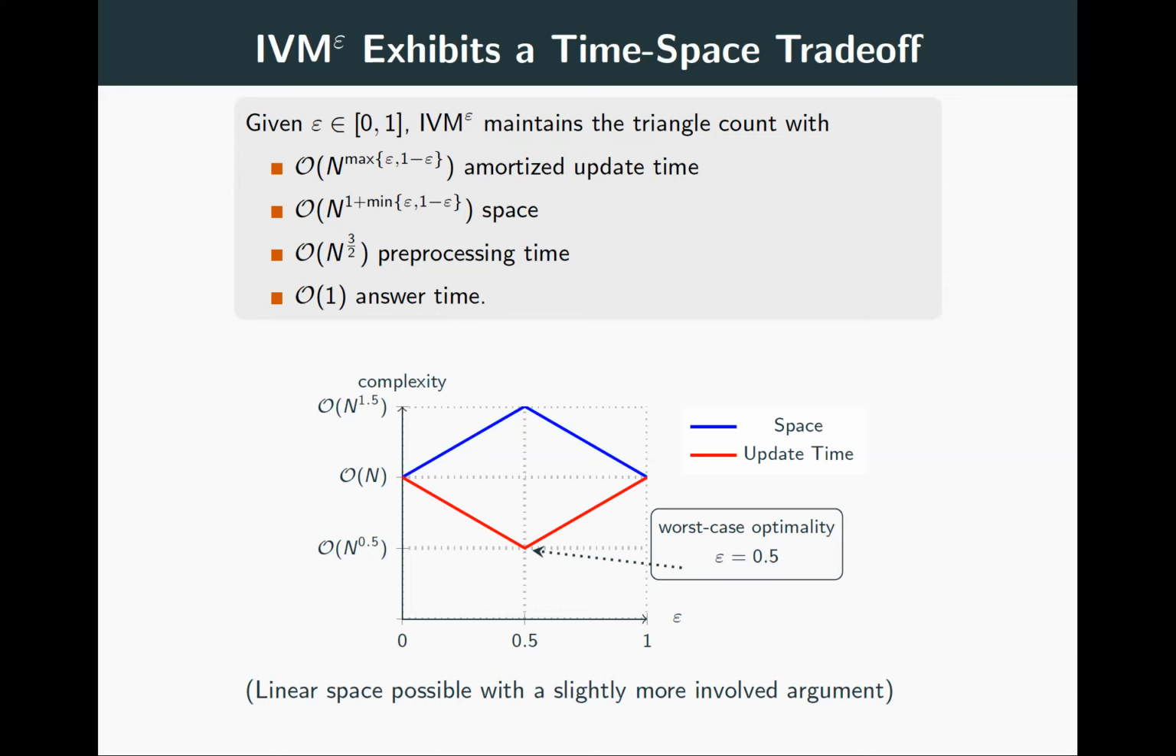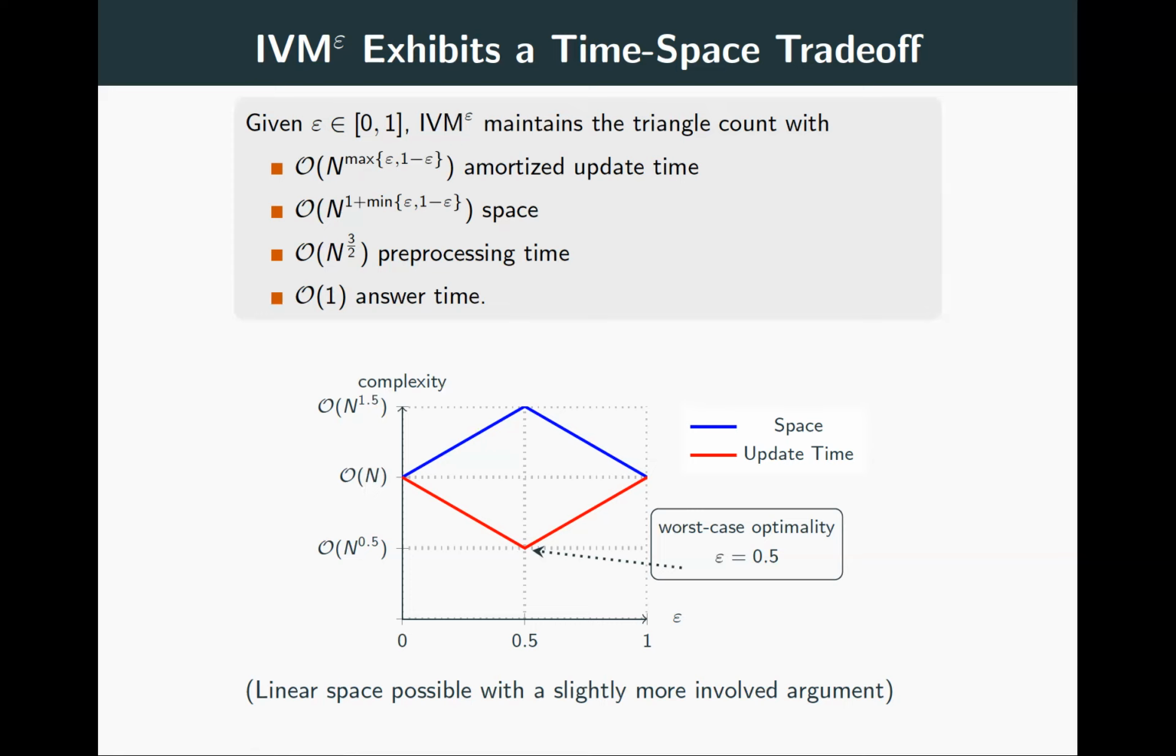When epsilon goes from 0 to 1, you can go from something linear to something which is square root of n, and then it can grow up again. But then it has a trade-off with space: as the update time goes low, the space increases, and it can increase up to n to 1.5, and then it decreases as well here.